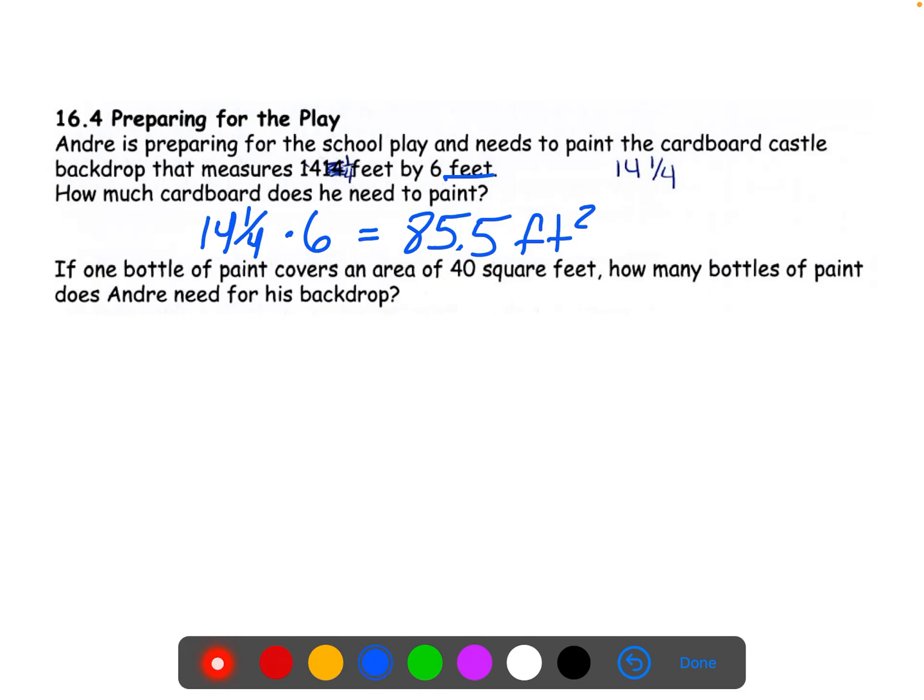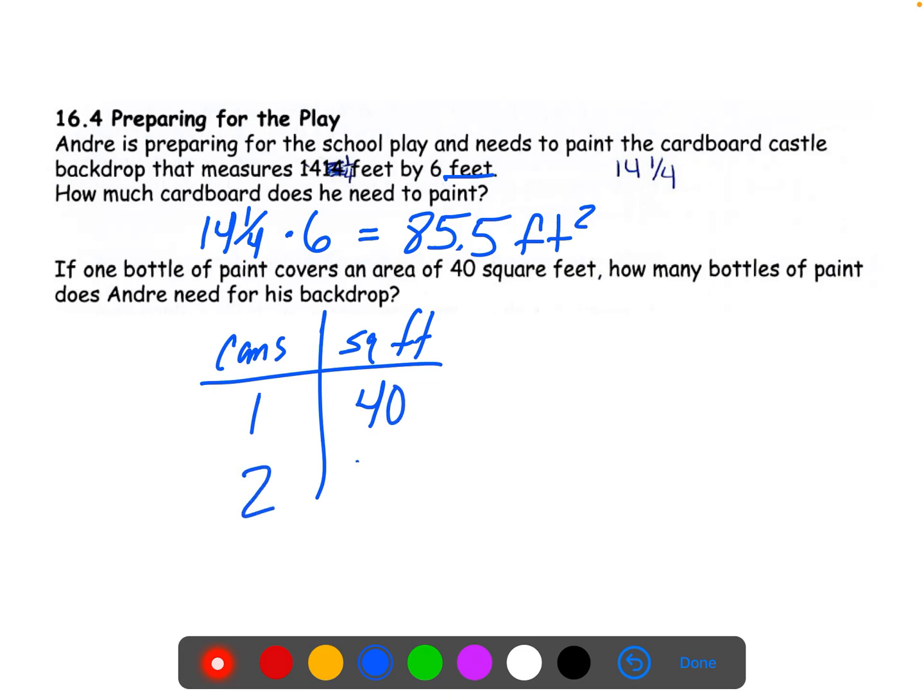So I think this would be a great proportion problem here. So we have cans of paint and we have square footage. If one can is 40 square feet, then two cans would be 80 square feet. And looking at the square footage of that castle, we are over 80 feet. If two cans can only do 80 feet, obviously that wouldn't be enough. So really, we're only going to need part of a third can because a third can would cover a total of 120 square feet.